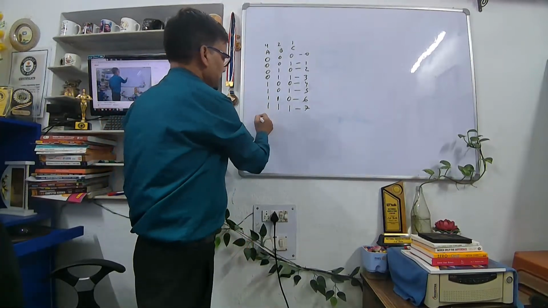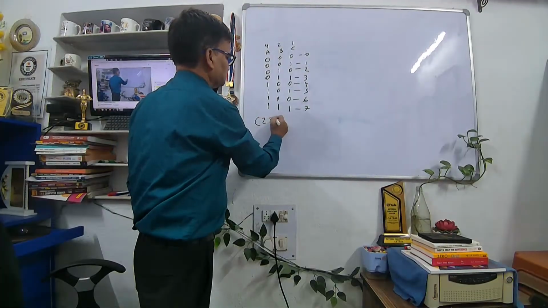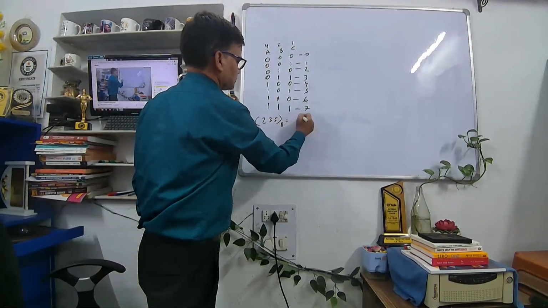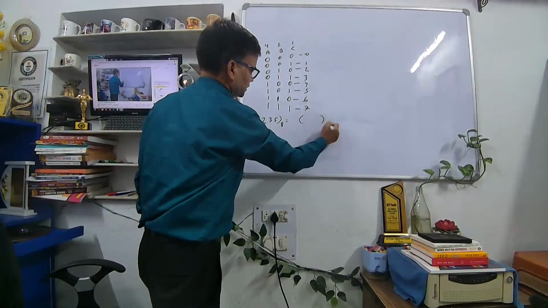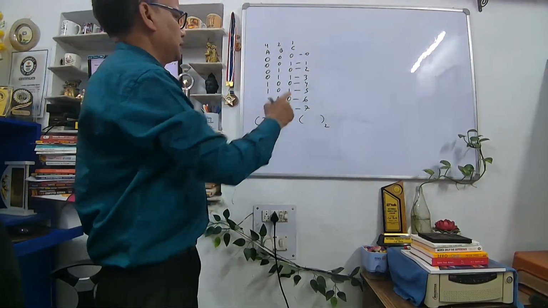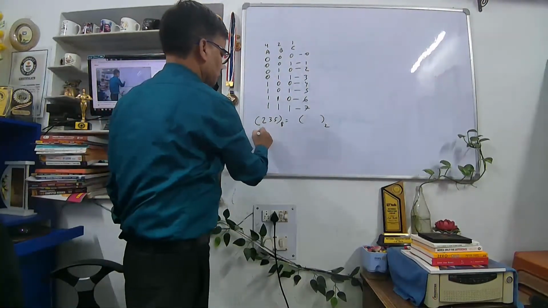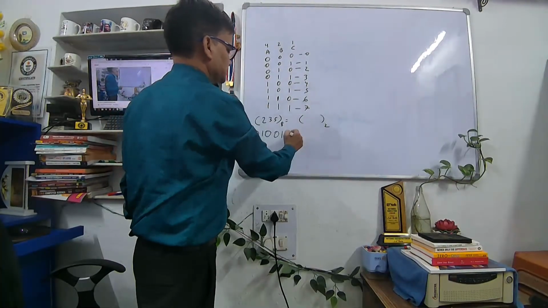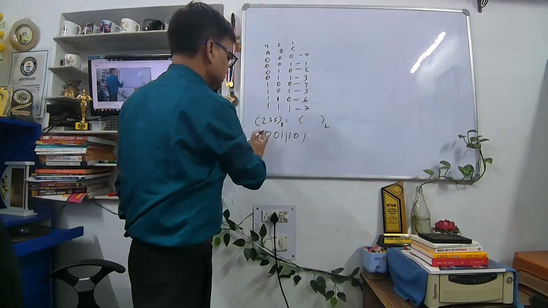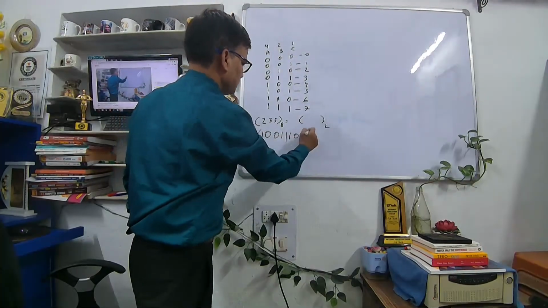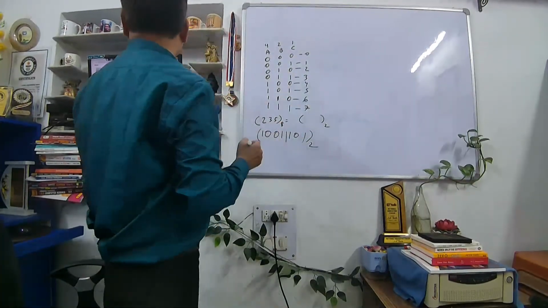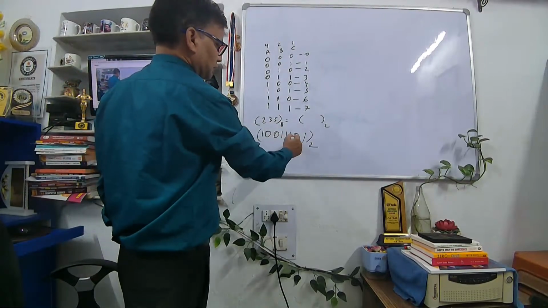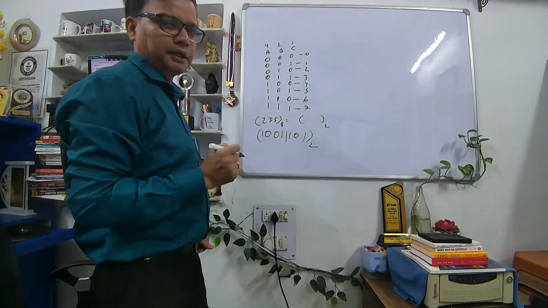Now, for example, if I have 235 in octal, I have to convert it to binary. For 2, it is 0, 1, 0. For 3, it is 0, 1, 1. For 5, it is 1, 0, 1. We can exclude the leading zero. So 235 in octal will be written as 1, 0, 0, 1, 1, 1, 0, 1. That will be the binary equivalent.